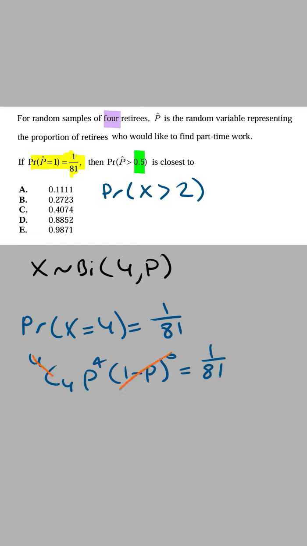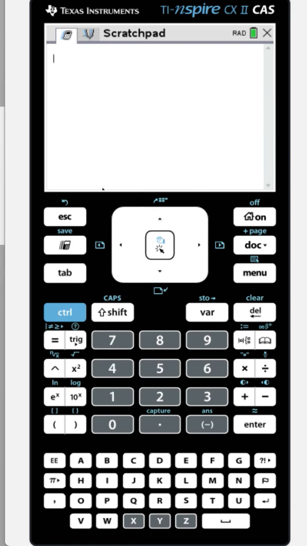This will be 1, this will be 1, and so we've got p to the power of 4 is equal to 1 over 81. You can use your calculator to solve for p, or we can do it by hand. This is going to equal the 4th root of 1 over 81, which is equal to 1 on 3. Now that we have the probability of success, we can find the probability that x is greater than 2 using the binomial CDF command in the calculator.